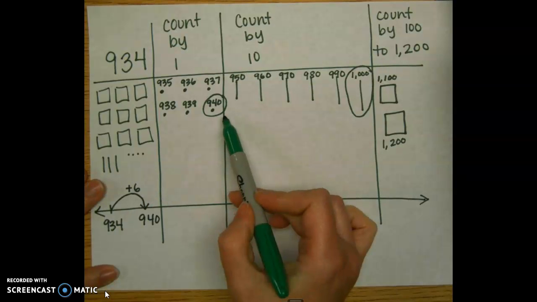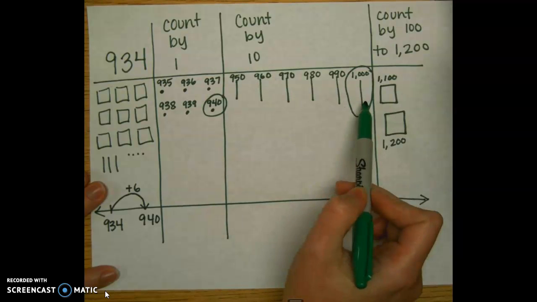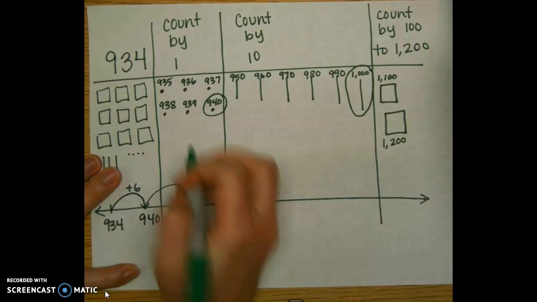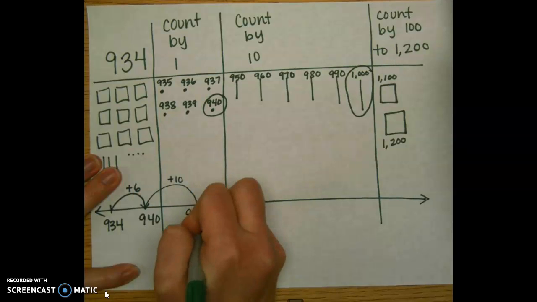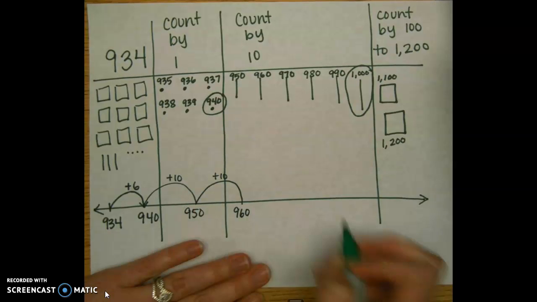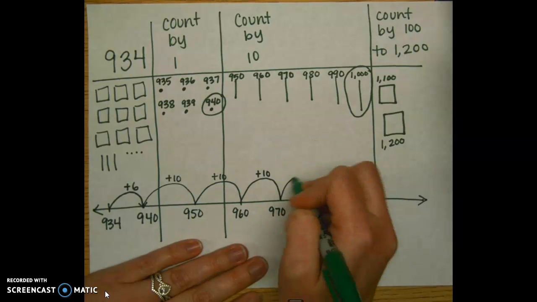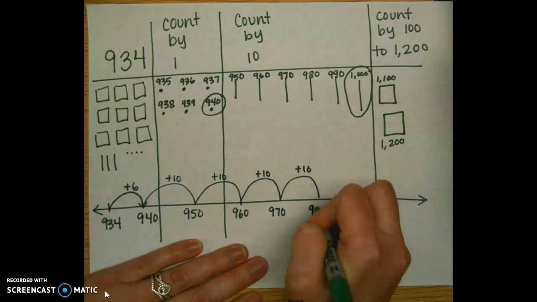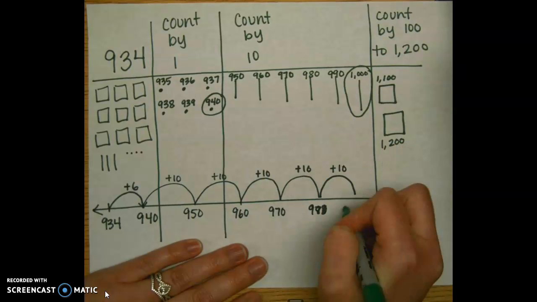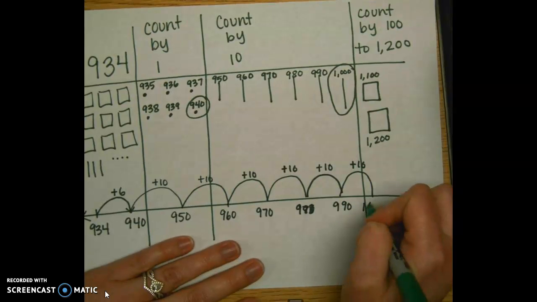That's a nice friendly number because now we can easily count by tens. 10, 20, 30, 40, 50, 60 is how much we had to count by tens. We can do tens though, that's okay. So plus 10 gets 950, plus another 10 is 960, plus another 10 is 970, plus another 10 is 980, plus another 10 is 990, plus another 10 is 1,000.